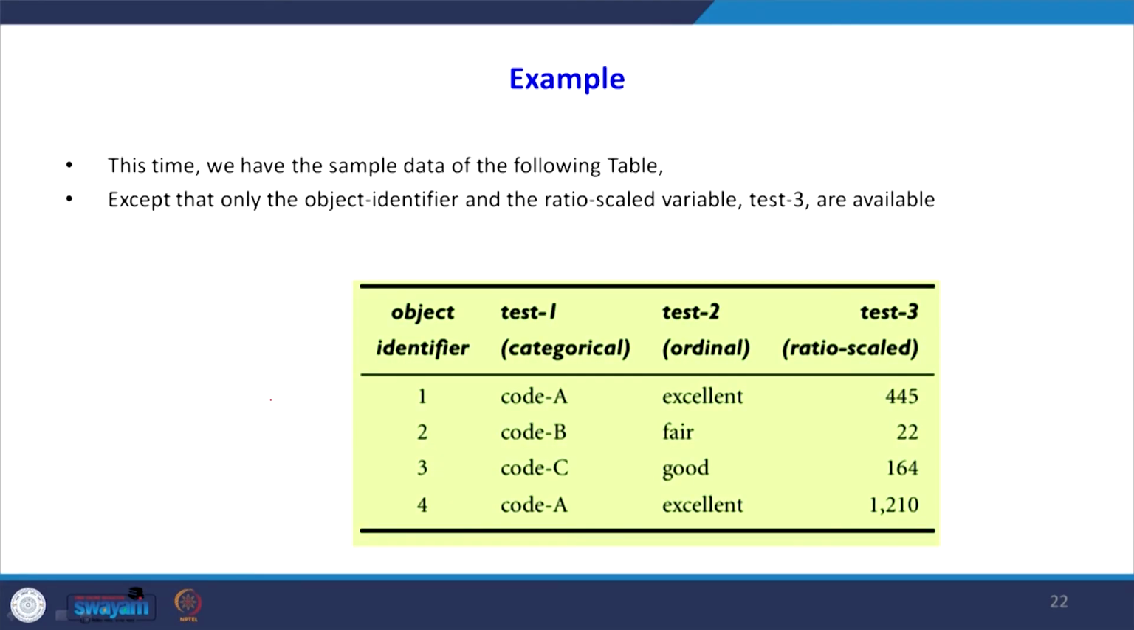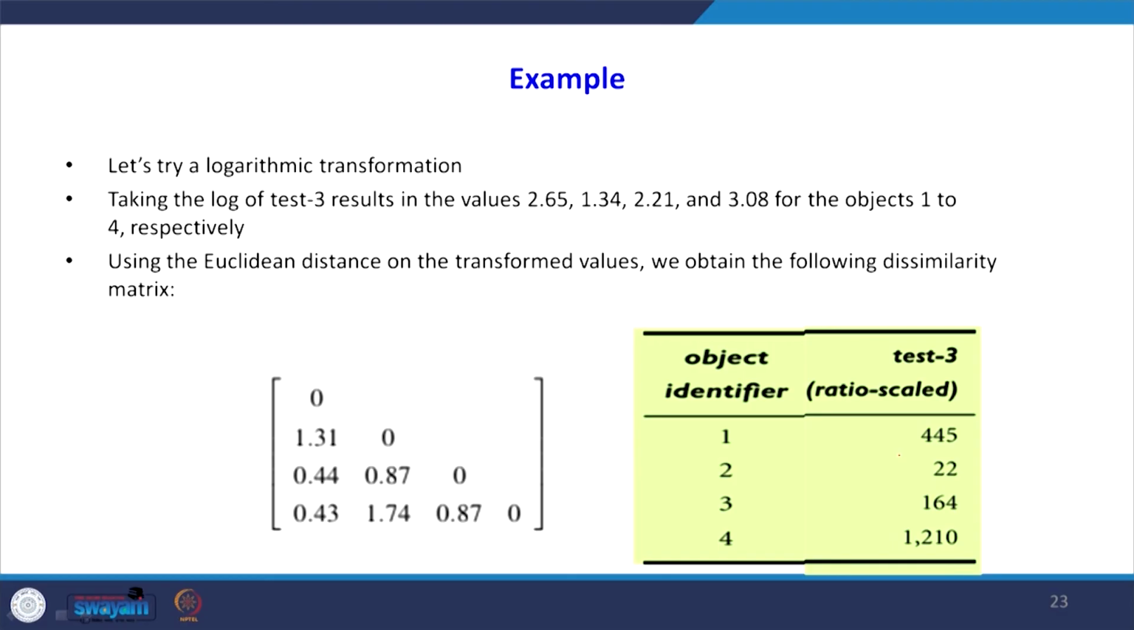Now, let us take an example of ratio scaled, and then I will explain how to find out the dissimilarity matrix. This time we have the sample data of the following table, except the object identifier. So, we are going to consider this one and the ratio scaled variable, this column. We are going to consider only these 2 columns for finding the dissimilarity matrix. So, in the third column, ratio scaled: 445, 22, 164, 1210. Let us try a logarithmic transformation. We are going to take the log of the column 3 values.